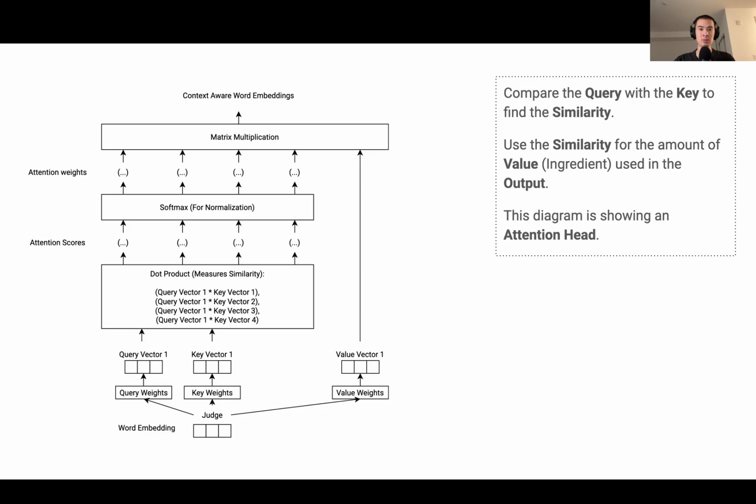Let's talk about multi-head attention. So in the previous video, we talked about self-attention, where you compare the query with the key to find the similarity, and use the similarity for the amount of value used in the output. And if you like to think of attention using my pizza analogy from before, you can think of the value as like the ingredient for the pizza. And this diagram you see to the left is showing an attention head.